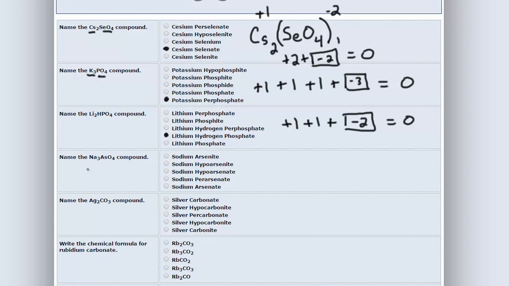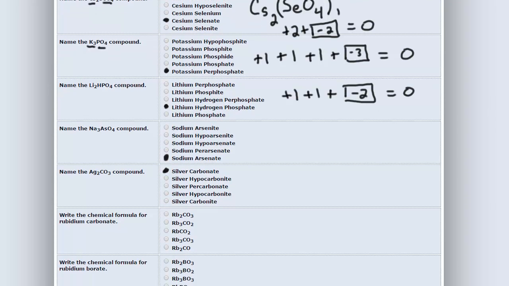Name the Na3AsO4 compound. Na is sodium, AsO4 is arsenate, so this compound must be called sodium arsenate. Name the Ag2CO3 compound. Ag is silver, CO3 is carbonate. This compound is called silver carbonate. Now we get all those from memorizing our periodic table of ions and our polyatomic ion table. So naming these compounds depends on your memorization, so make sure you're working on that.